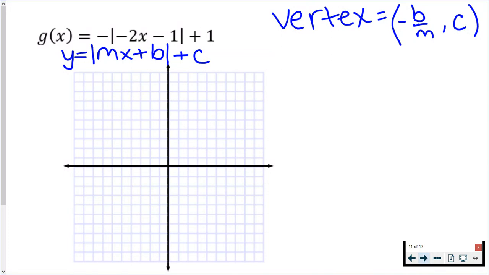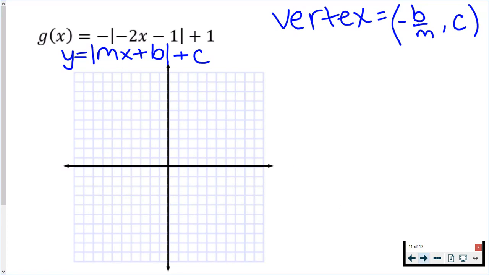Now you'll notice that the function that we're given has a negative in front of the absolute value. This is telling us that the graph will be facing down because a negative in front of the absolute value indicates a reflection across the x-axis. So that means my vertex will end up being the highest point of this V shape. So you have the vertex at the top and then both sides face down forever.